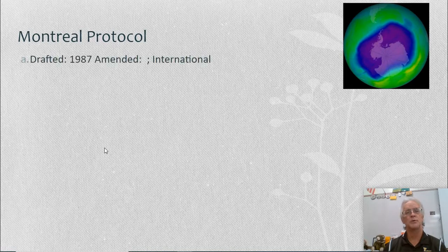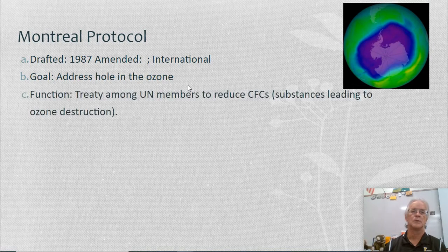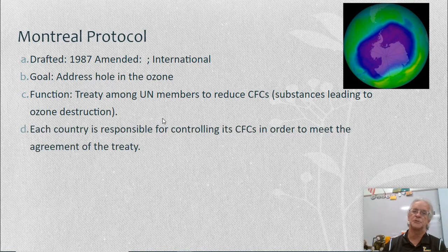The Montreal Protocol was drafted in 1987, and it was amended. Again, it's a protocol, so it's international. It addresses the hole in the ozone. It's a treaty among UN members to reduce chlorofluorocarbons that lead to the destruction of ozone. Chlorofluorocarbons are found in refrigerants. Each country is responsible for controlling its CFCs in order to meet the agreement of the treaty. There are no official penalties.